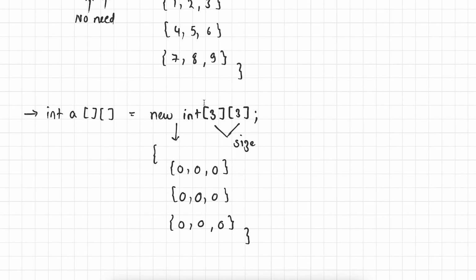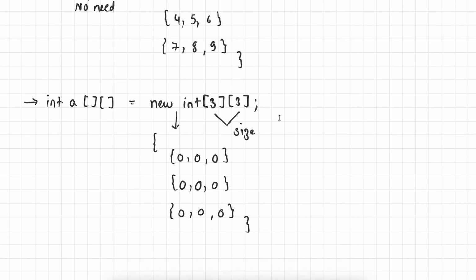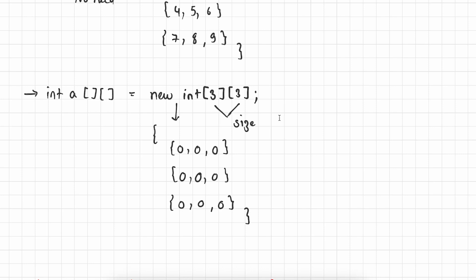And here you can see that now we have mentioned the size of the array as 3 and 3 between 2 square brackets. That means we want to create an array of size 3 cross 3. This means 3 rows and 3 columns, or other way to say this, an array of 3 objects, and the inner array is also of size 3.